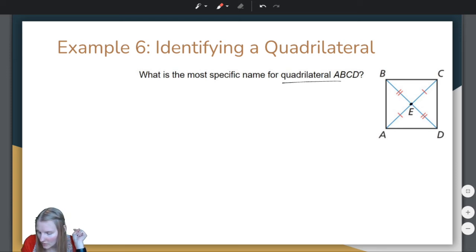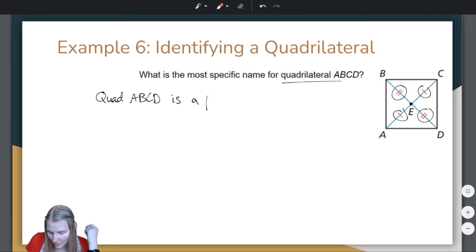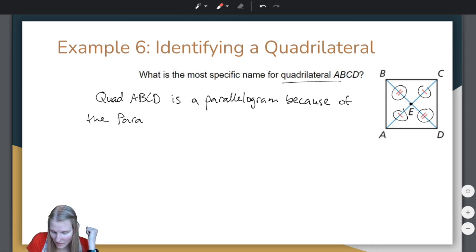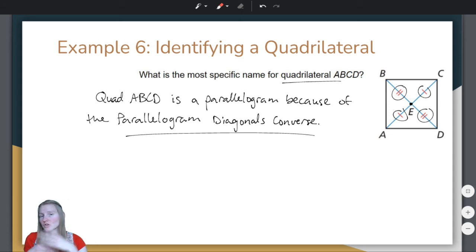Also, I noticed that the diagonals bisect each other. So that means quadrilateral ABCD is a parallelogram because of the parallelogram diagonals converse. The parallelogram diagonals converse says if the diagonals bisect each other, then I have a parallelogram. So we know this is a parallelogram.